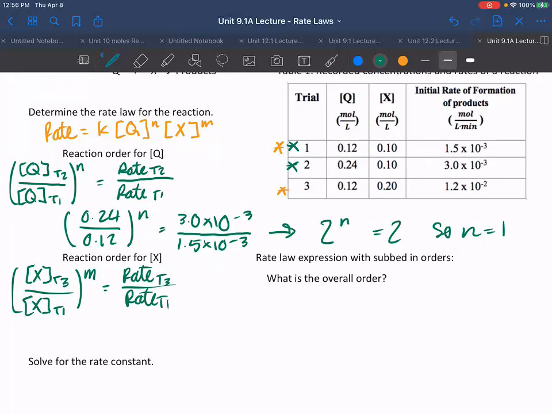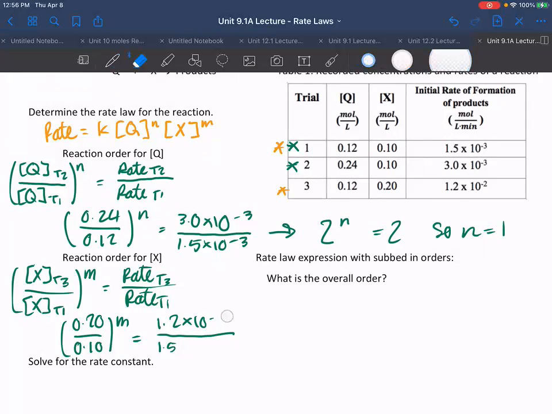Sub in your values, you get 0.20 divided by 0.10 to the m is equal to 1.2 times 10 to the negative 2nd, sorry, my bad on that, 1.2 times 10 to the negative 2nd divided by 1.5 times 10 to the negative 3rd. This gives us 2 to the m is equal to 8. What is m equal to here? Yay, 3, we can do exponents. m is equal to 3.